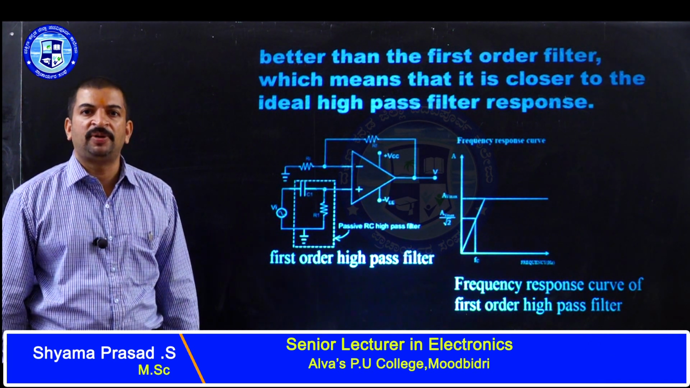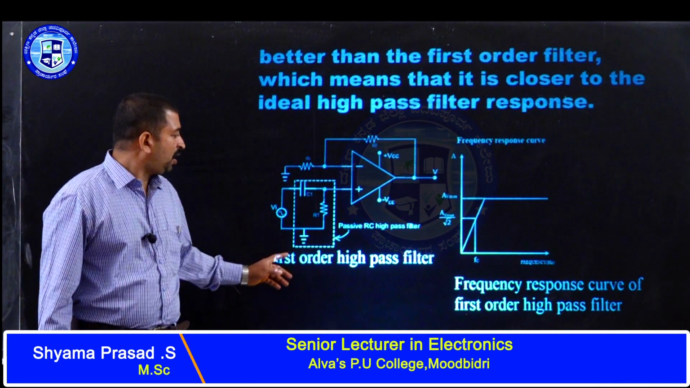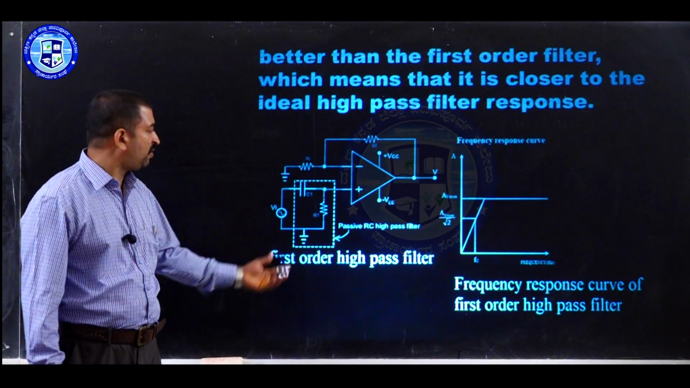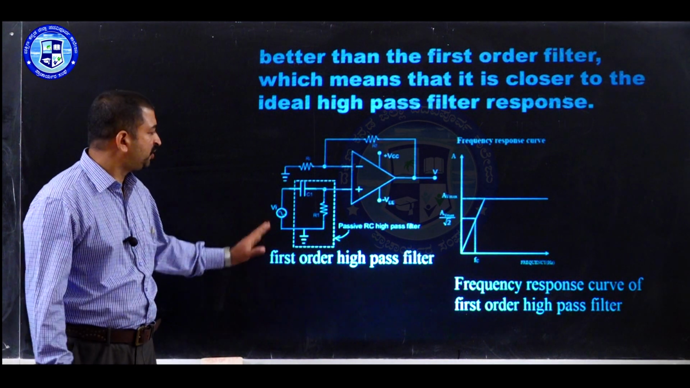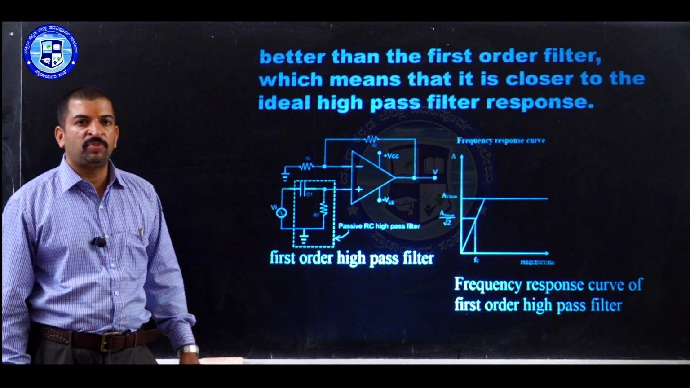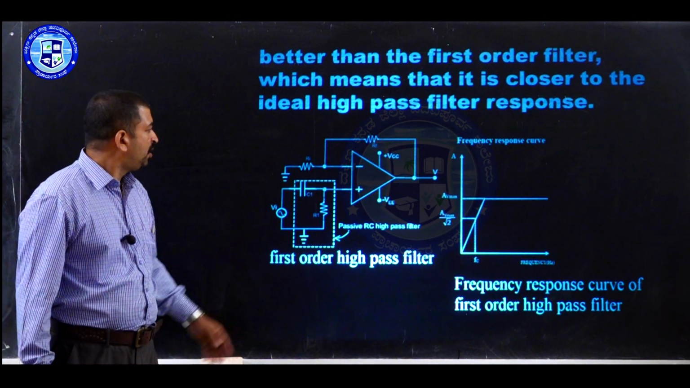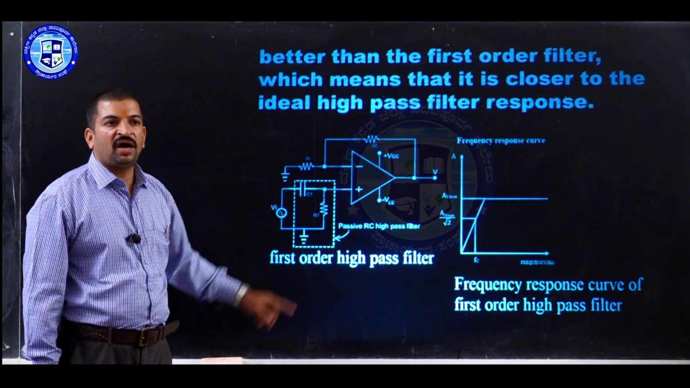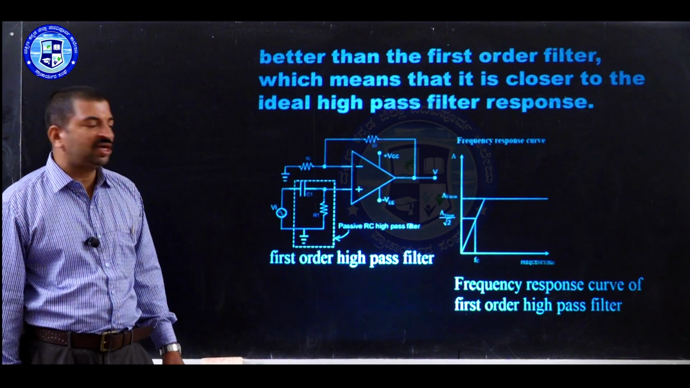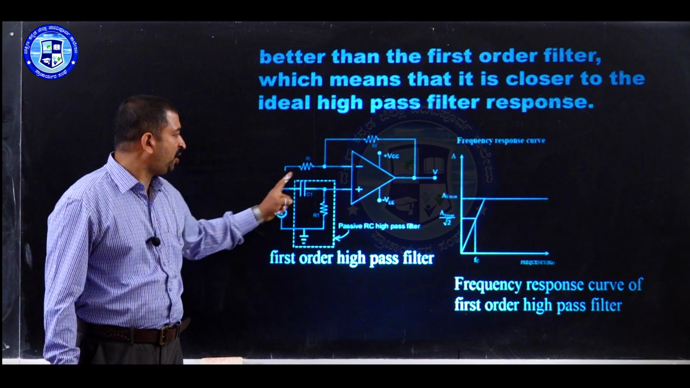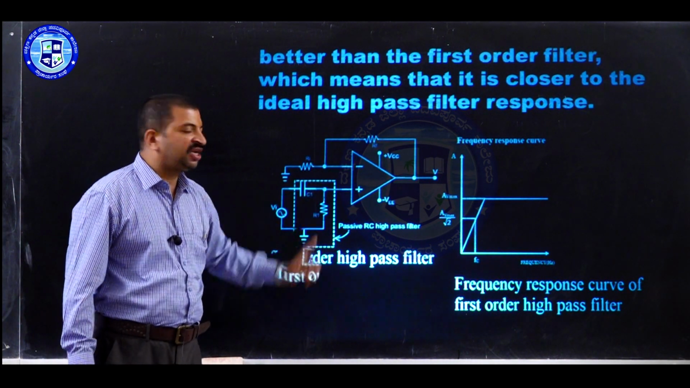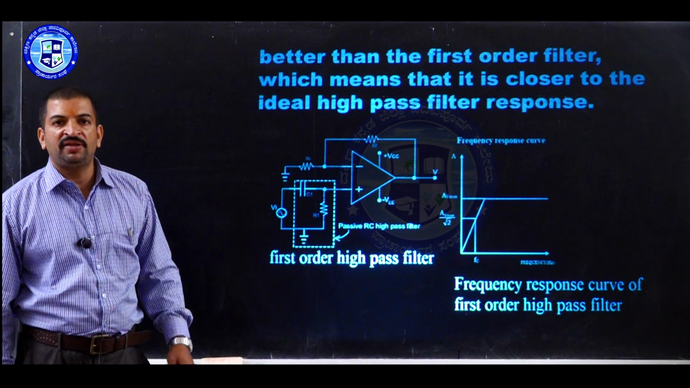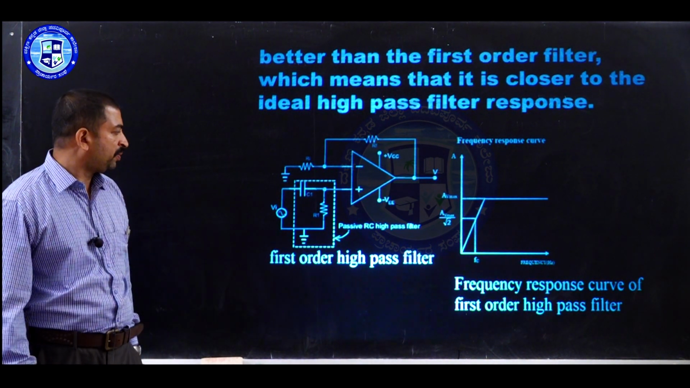Active high pass filter circuit. The high pass filter circuit consists of one section of RC, resistors and capacitors, which is connected to the non-inverting terminal of the op-amp, and there is a resistor Ri, which is the input resistor. It is connected between the inverting terminal and the ground. The feedback resistor Rf is connected between the inverting terminal and the output terminal of the op-amp.